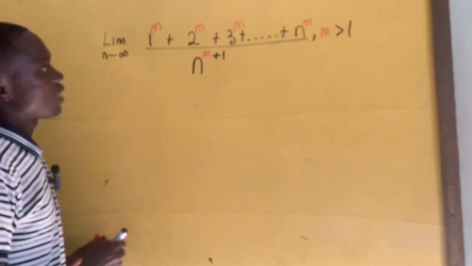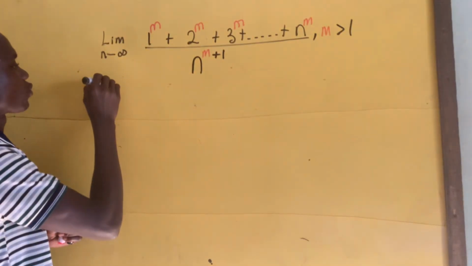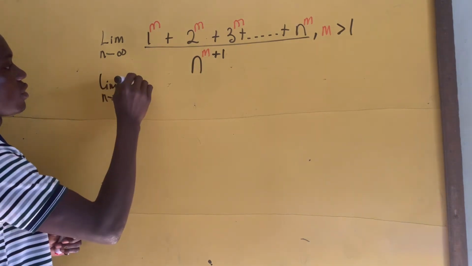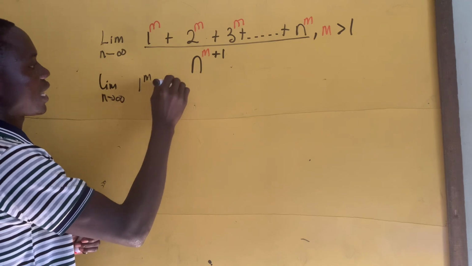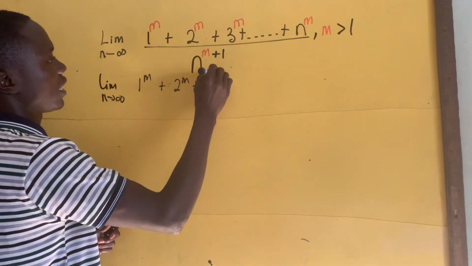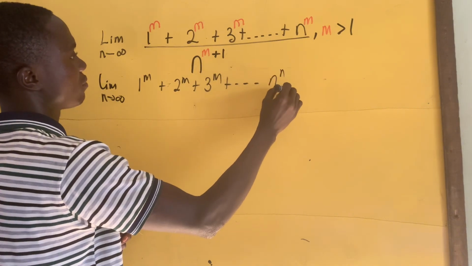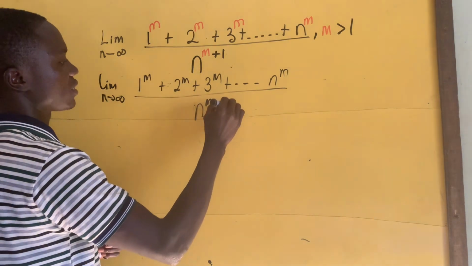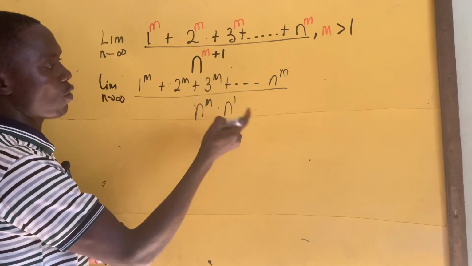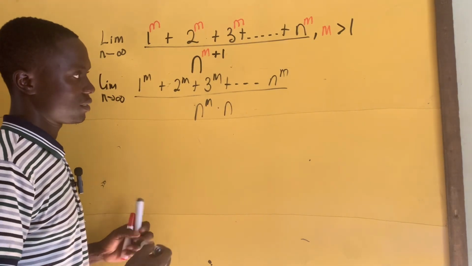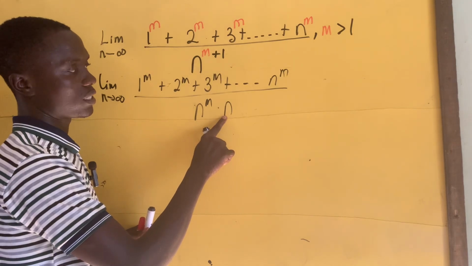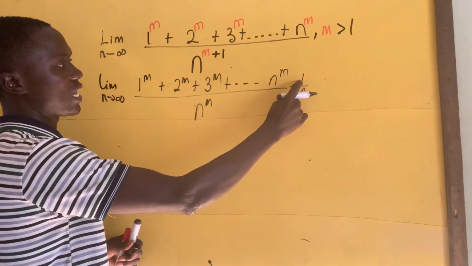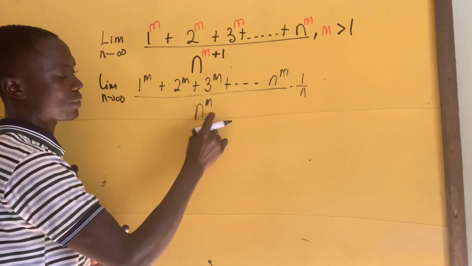So let's see. From here, we're going to write this as the limit as n approaches infinity of 1 power m plus 2 power m plus 3 power m plus up to n power m, all divided by n power m times n power 1, but n power 1 is n. Now from here, we can factorize this n out. That is 1 on n. So we can write this as times 1 on n. If we multiply here, 1 will multiply everything at the top and n will multiply the bottom.